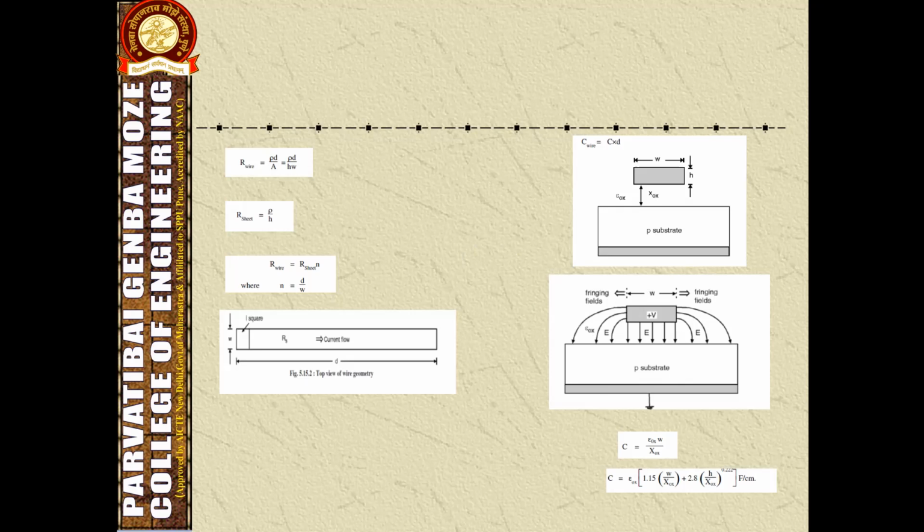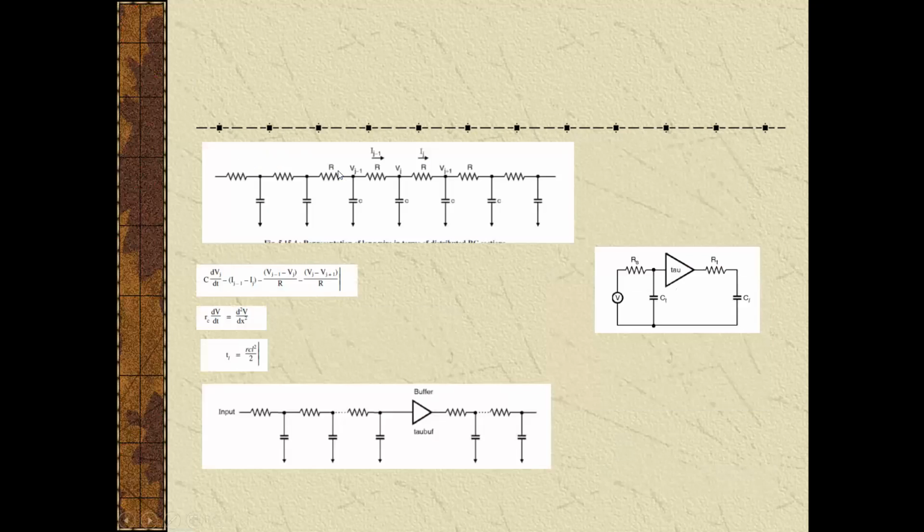Let's see the RC wire model. This is the RC wire model. So here the figure shows the representation of the long wire in terms of distributed RC sections.